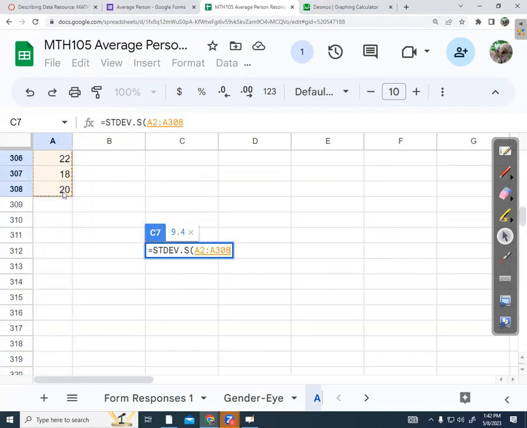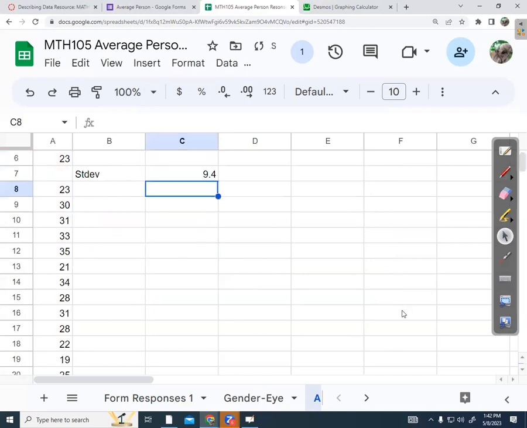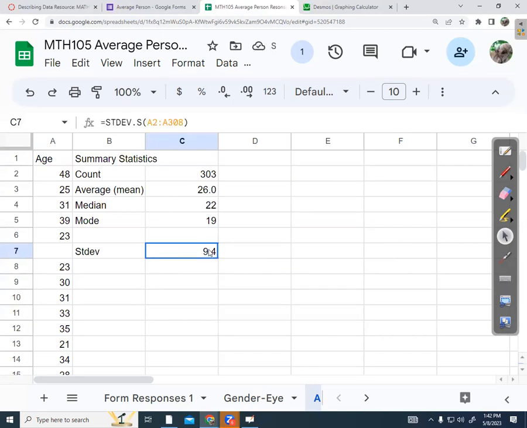And again, if you select blank cells, it's not a big deal. Standard deviation, like some of the other calculations, ignores words and blank cells. So close the parentheses, hit enter, and you should get 9.4 like I did before for this set of numbers.